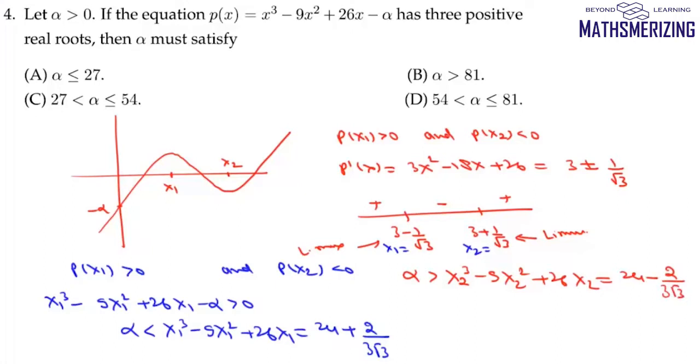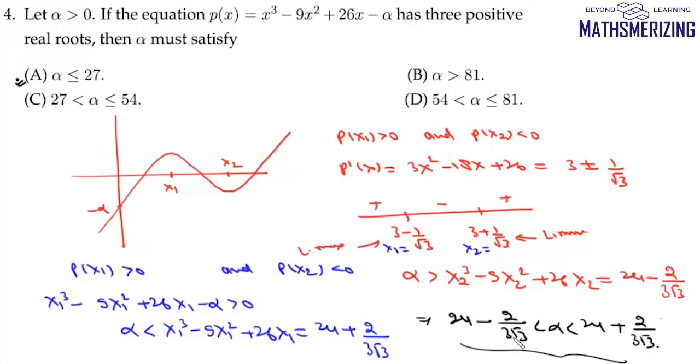So for this question, this equation will have 3 positive real roots when the value of alpha lies between 24 minus 2 upon 3 root 3 and 24 plus 2 upon 3 root 3, and no option matches with it. So the only interval which contains this interval is this option A. So the answer to this question should be the value of alpha should lie between 24 minus 2 upon 3 root 3 to 24 plus 2 upon 3 root 3. And since there is no such interval given, maybe we can write alpha is less than equal to 27. But the better or the proper answer is the answer which we have worked out.